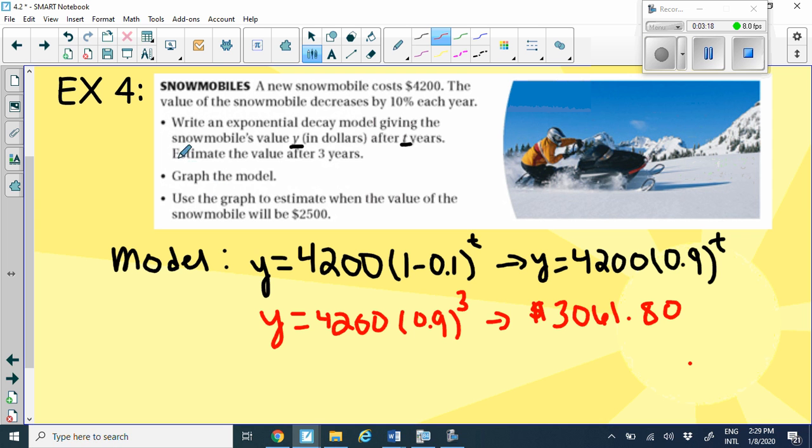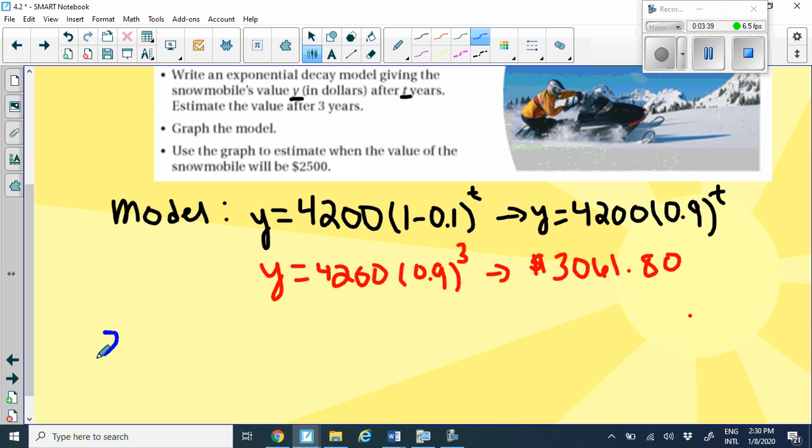Okay, so now what we're going to do is graph the model, but we're actually going to use our graphing calculators to answer the third bullet point. So it says, use the graph to estimate when the value of the snowmobile will be $2,500. So the $2,500 is actually going in the place of the y value. So now for our third bullet point, we have 2,500 equals 4,200 times 0.9 to the t power.